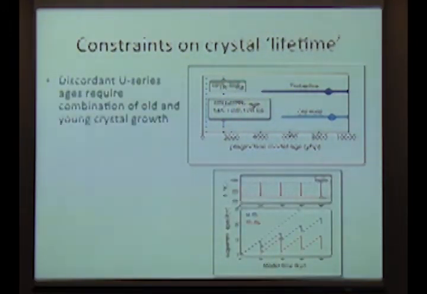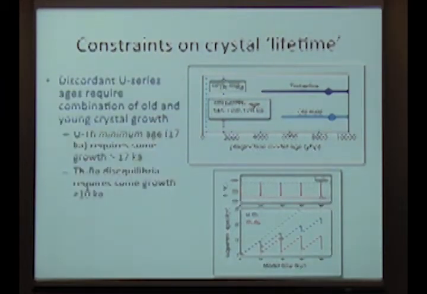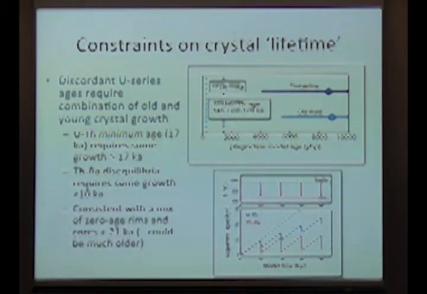So the ages are discordant, requiring a combination of old and young crystallization. The minimum thorium age requires that some of the growth happened prior to 17,000 years. The fact that we preserve disequilibria requires that some of the growth happened less than 10,000 years ago, and it's consistent with a mix of zero-age rims and cores that are older than 21,000 years, but they could be much older.